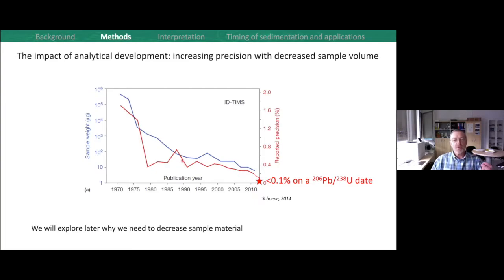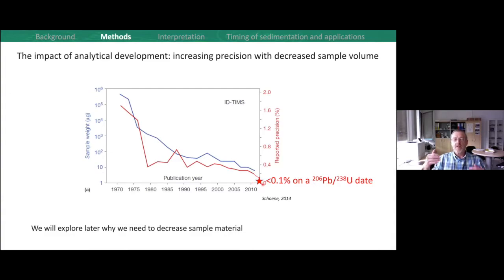And counterintuitively, during this decrease in sample volume, we have an increase in precision. So our precision level was 1 to 2%. Now, the best we can do is better than a per mil on a 206 lead 238 uranium date.